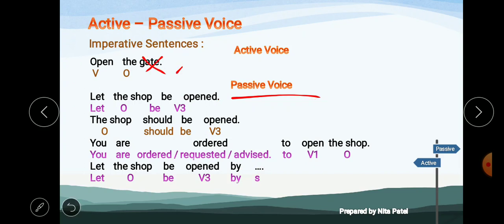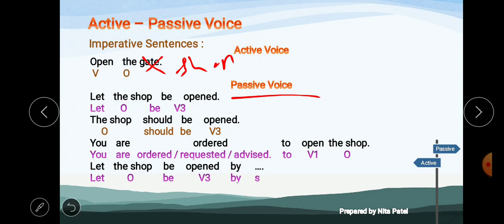In place of gate, let it consider as a shop. Okay, so open the shop. This is our question. Now there are 4 types, as I said earlier. Let the shop be open. You can put let at the beginning, then our object, be and V3 form. Let the shop be opened. Open the shop, let the shop be opened. Open the gate, let the gate be open. Right? So this is our first type.